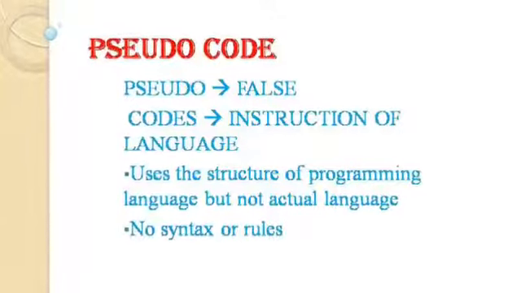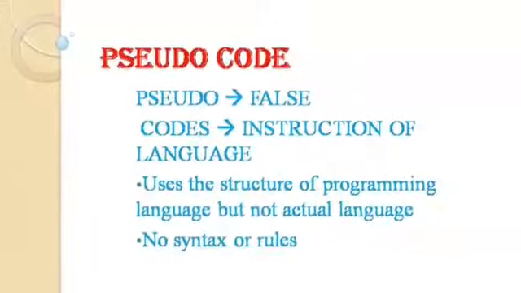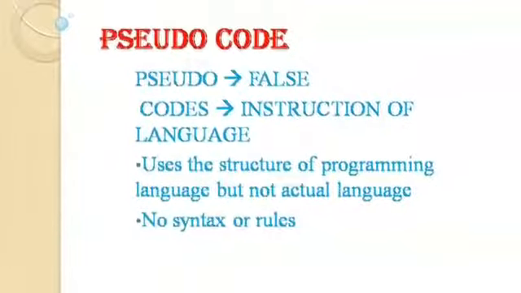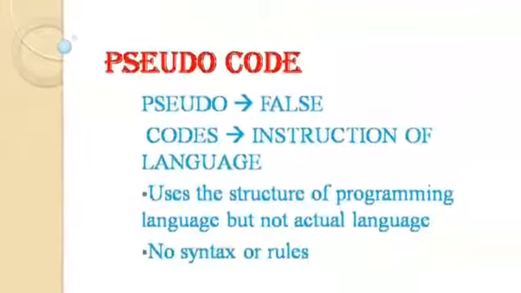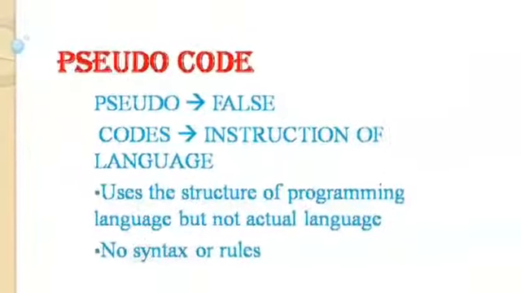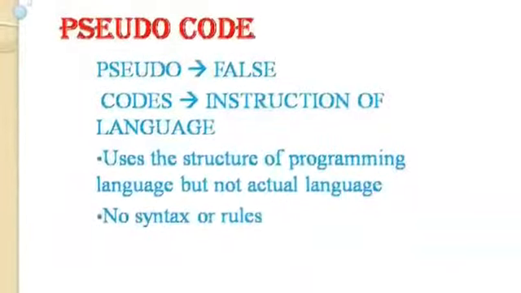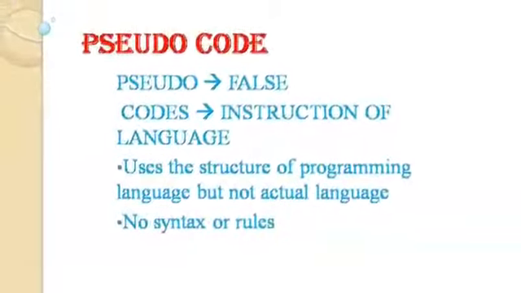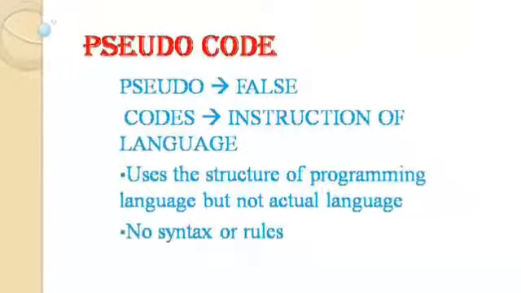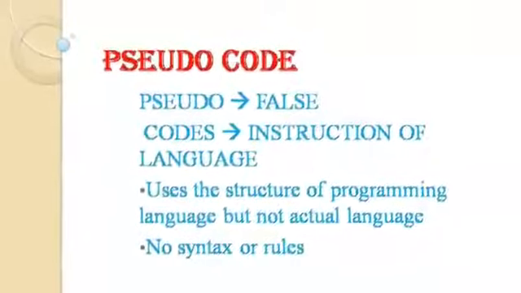Next we'll see what a pseudocode is. Pseudo means false, code means instructions of the language, which means it is code written but we cannot execute it. It uses the structure of a programming language, but no syntax is followed. So these are the program analysis tools which we use. These tools are manual work which we do before writing a program, which makes our programming work easier and error-free. Let us see examples for these programming analysis tools.